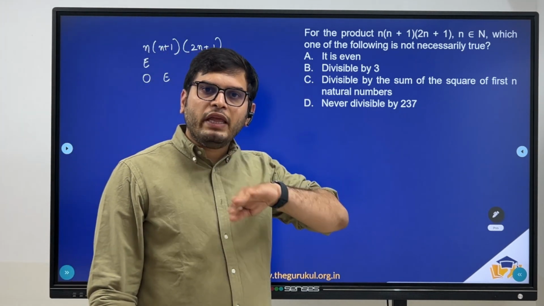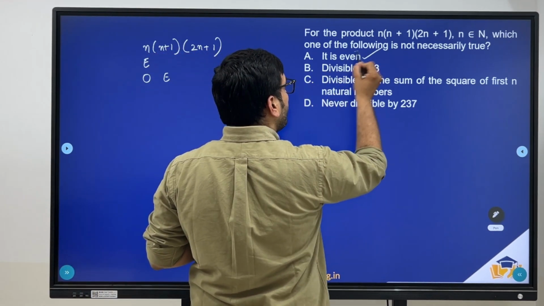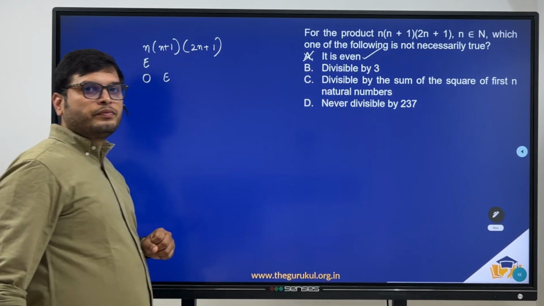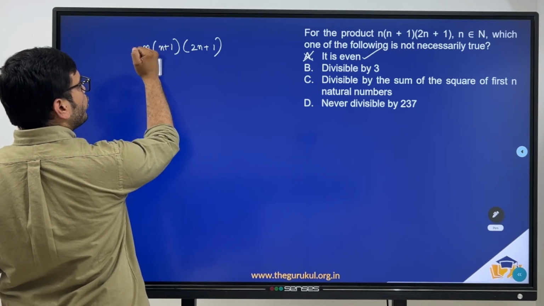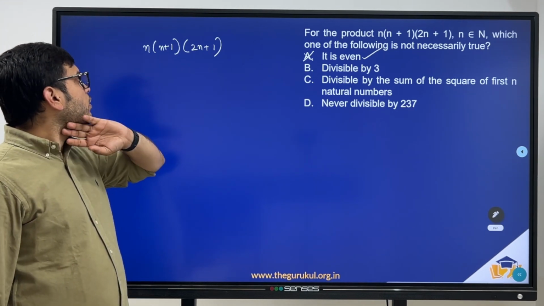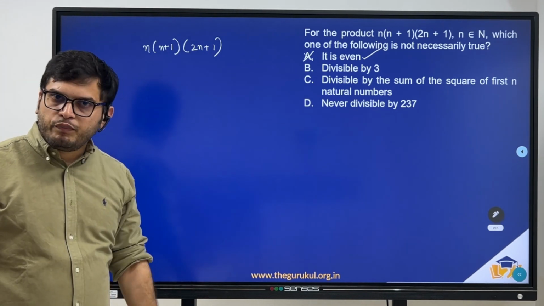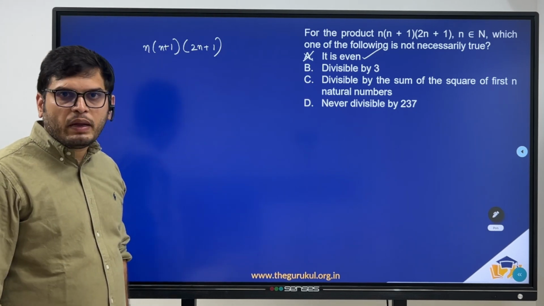Again we got an even number into something which is an even number. So this is definitely true, hence this cannot be the answer. Now let us check whether n into n plus 1 into 2n plus 1 is divisible by 3. Now if n is a multiple of 3, then this will be a multiple of 3, right? Then it will be divisible by 3.